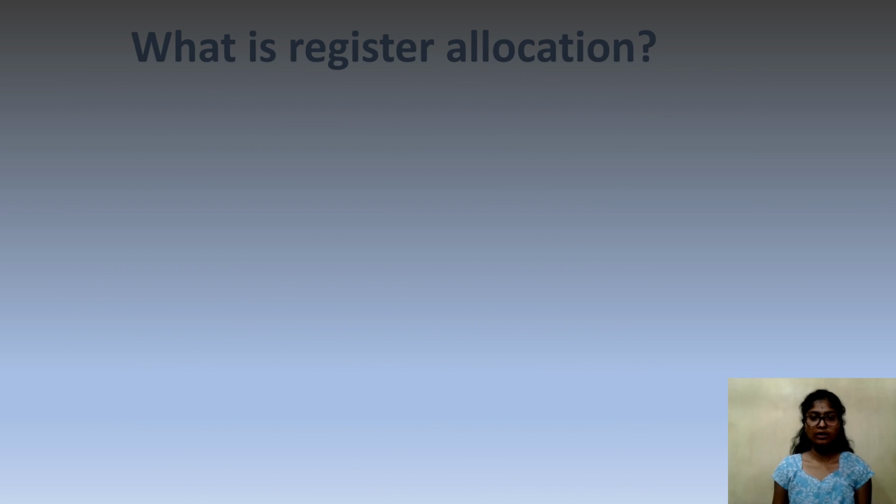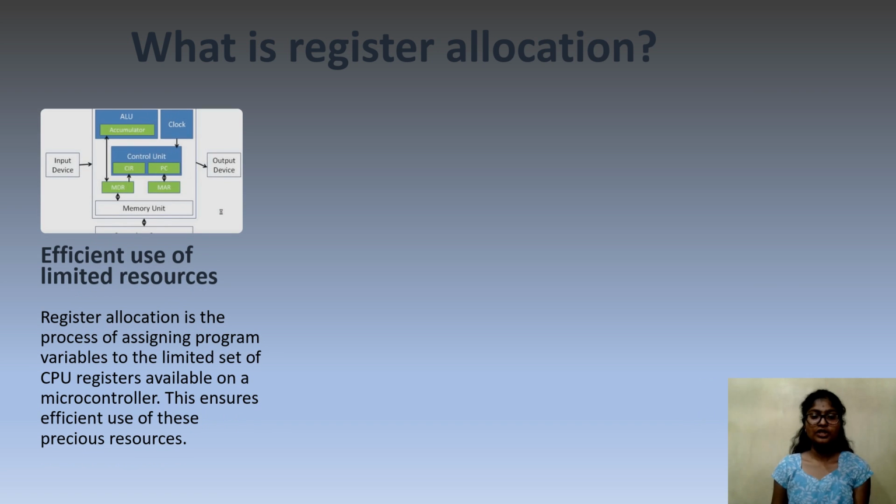So what is register allocation? Register allocation is the process of assigning local automatic variables and expression results to a limited number of processor registers. This makes efficient use of limited resources. That is, register allocation is the process of assigning program variables to a limited set of CPU registers available on the microcontroller. This ensures efficient use of these precious resources.